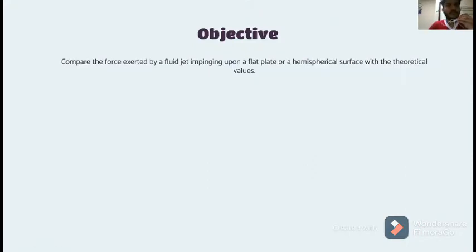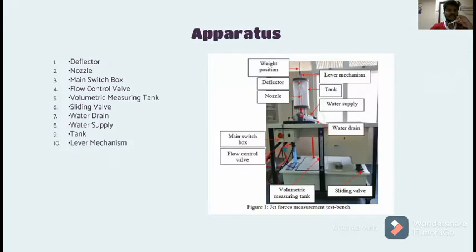Good evening. Now I'm going to explain about the objective. Our main objective will be to compare the force exerted by the fluid jet impinging upon a flat or semi-spherical surface with a theoretical value. Next will be the apparatus.